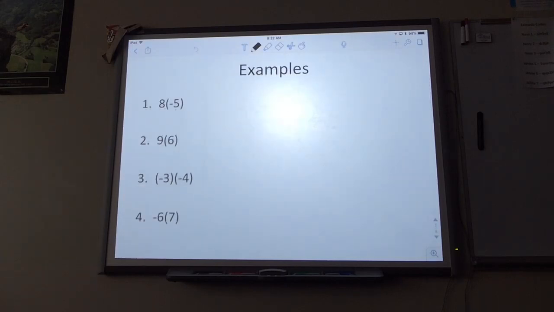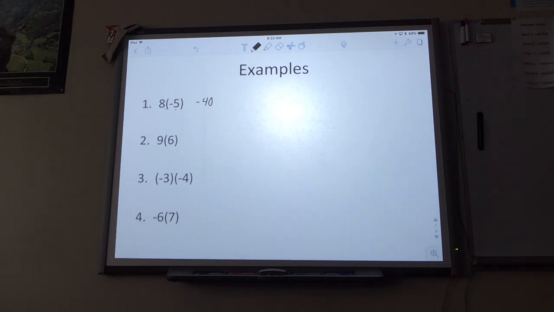So, what is 8 times negative 5? Is that going to be a positive or a negative answer? Negative, and it's going to be 40. It's negative because that negative on that 5 doesn't have another number or another negative to cancel with.